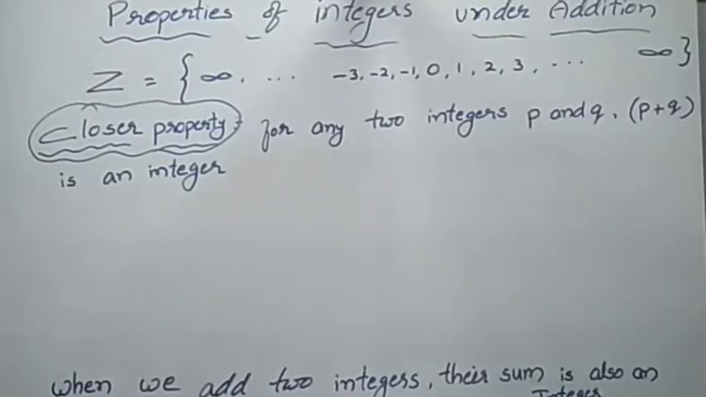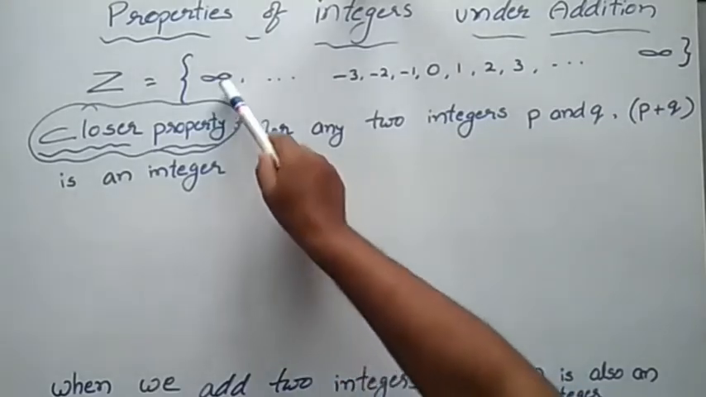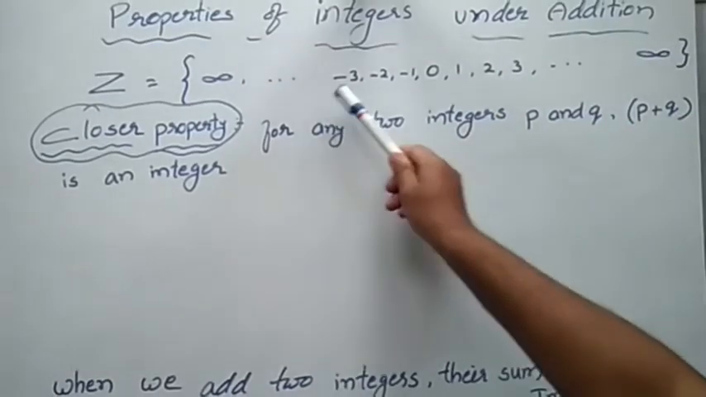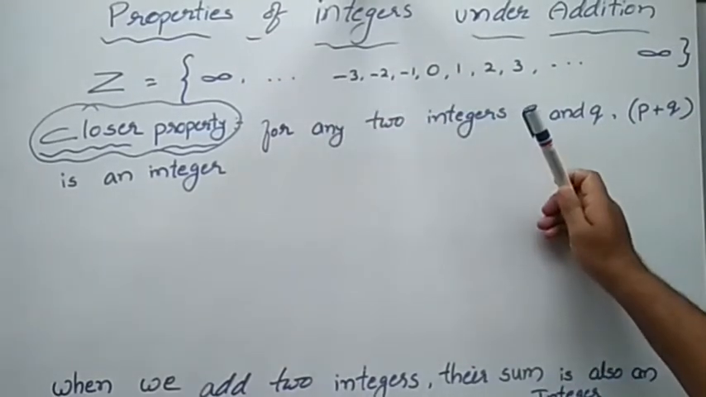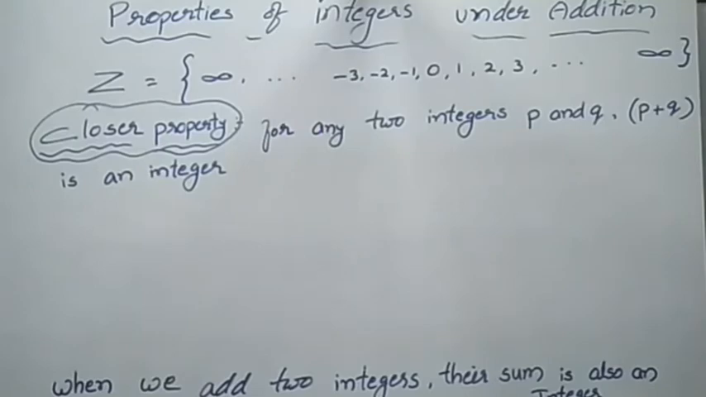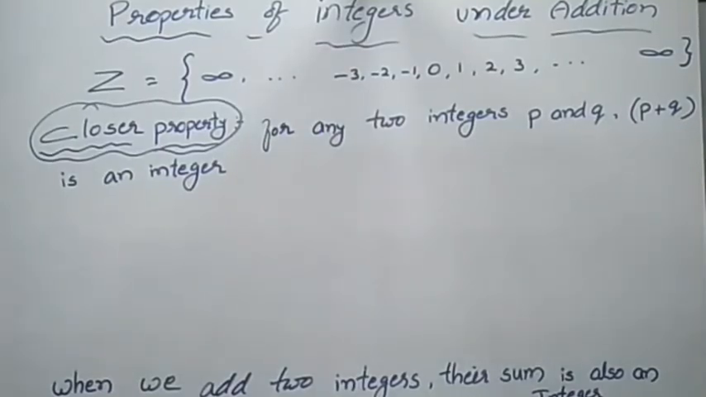Property of integers under addition. I think everybody knows the integer set: in integers, from minus infinity to plus infinity, all the in-between numbers are integers. Now we will apply the closure property on integers. What is the closure property? If we add any two integers, the resultant number is also an integer.